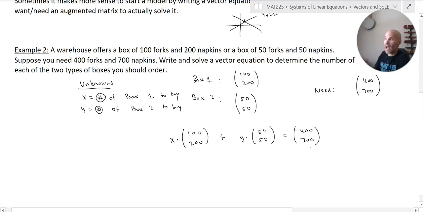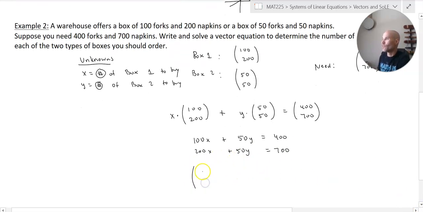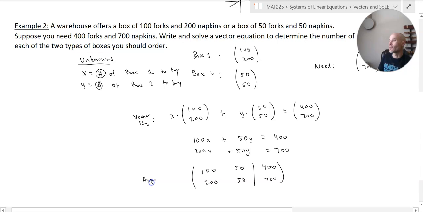And now to actually answer the question of what x and y should be, how many of each box should I buy? Well, now I could represent this as the system, 100x plus 50y equals 400, 200x plus 50y equals 700. And now the way we often solve this is to put the coefficients of the same variable in the same column. The final column will always be the constants. Now you could see that you could go from a vector equation straight to the augmented matrix.